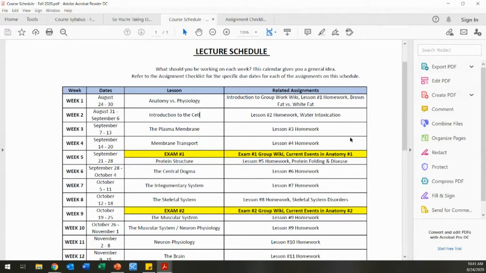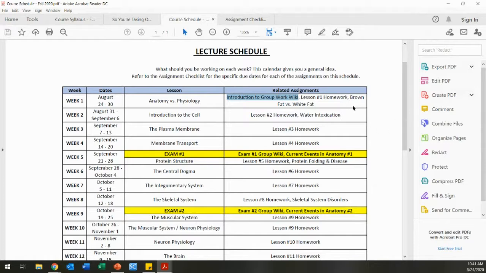So if you want to know, have I completed everything I need to for the Introduction to the Cell lesson? Well, there are 2 activities we need to do. We need to do the lesson number 2 homework, and we need to do the water intoxication homework assignment. For most of your lessons, there's just going to be one Blackboard-based homework assignment. For some of them, there might be an extra Blackboard-based assignment. Or if you notice here in week 1, I'm also having you do your first group wiki to make sure that you know how to edit that information, how to put that in.